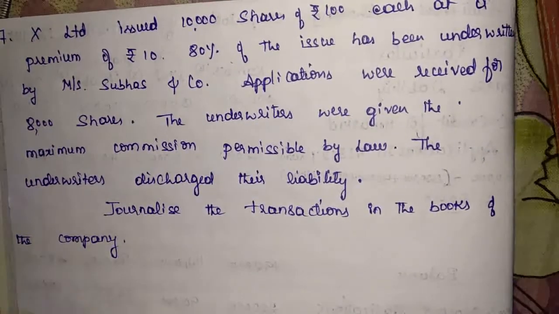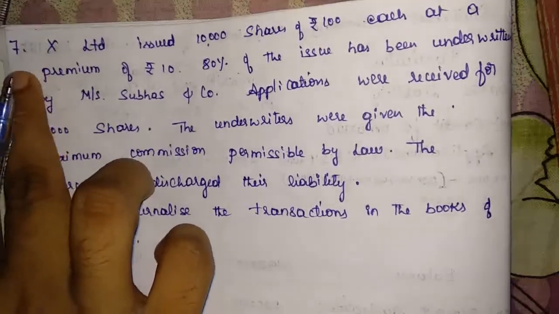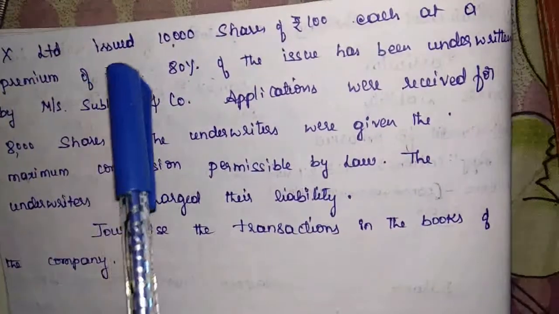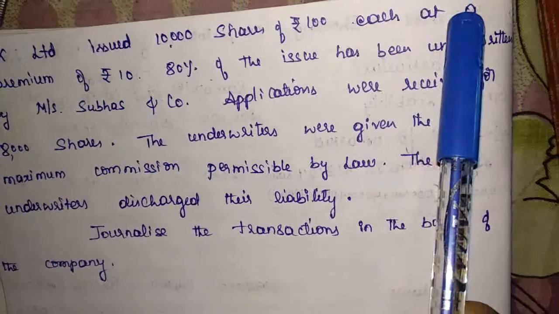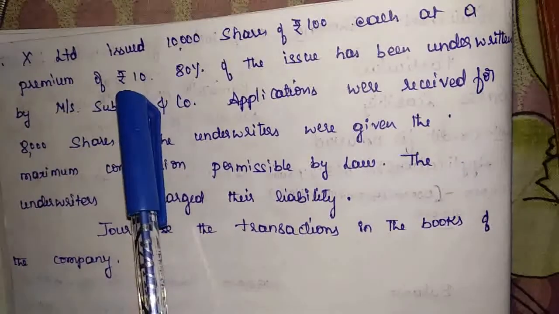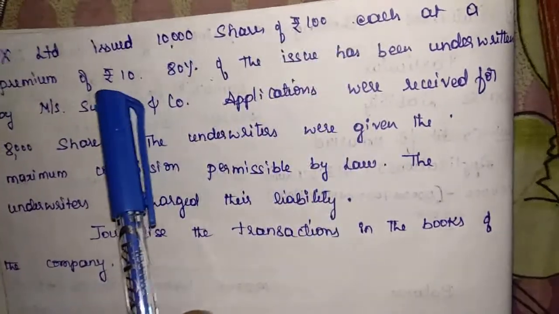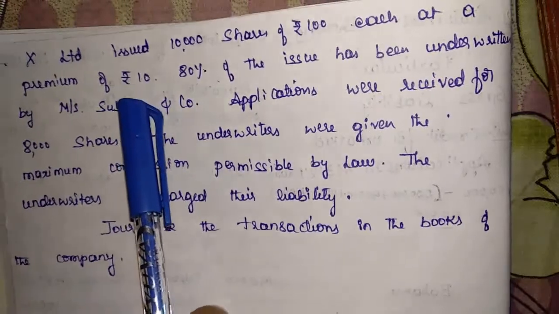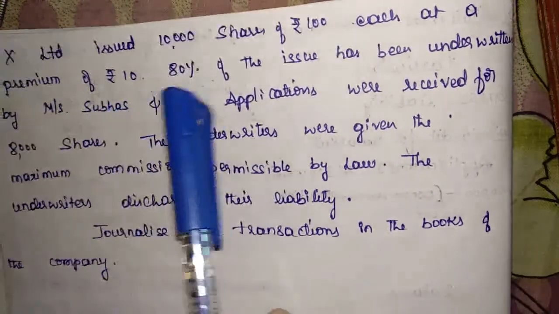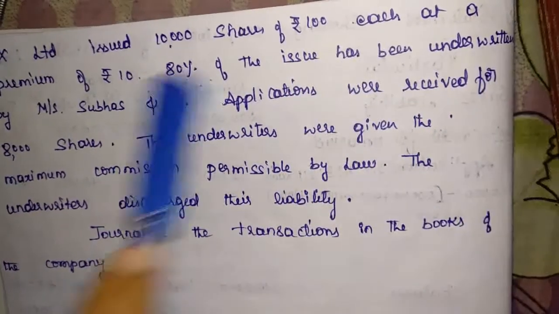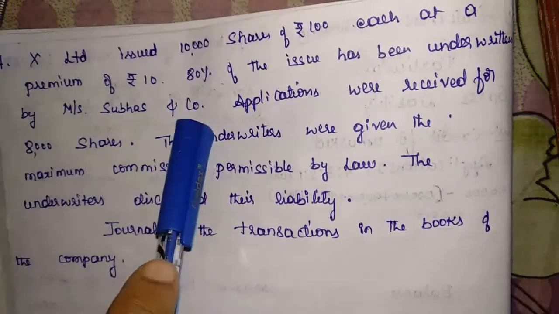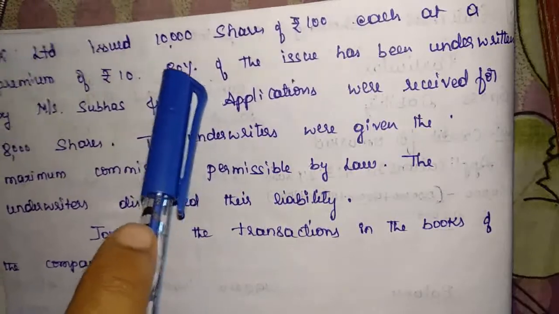Next, problem number 7 from the question bank. X Limited issued 10,000 shares of rupees 100 each at a premium of rupees 10. So face value is 100 and premium is 10, so issue price is 110 rupees. Then 80% of the issue has been underwritten by Messrs. Subhas and Company.